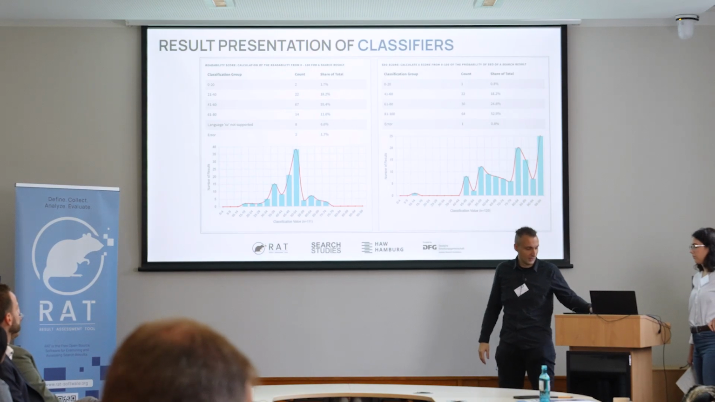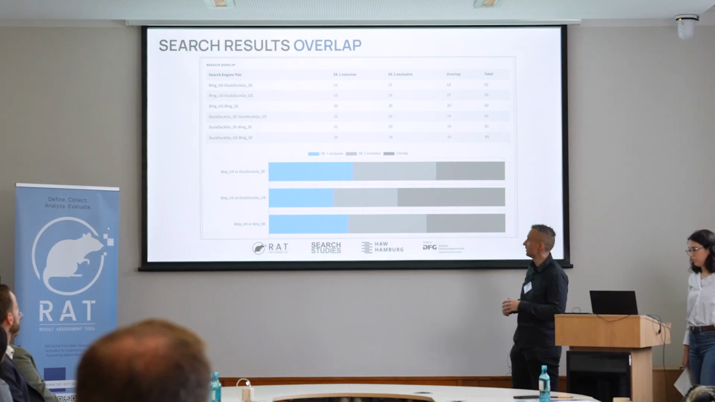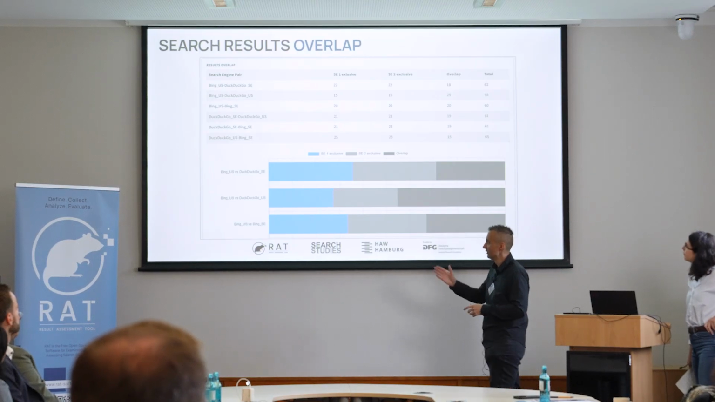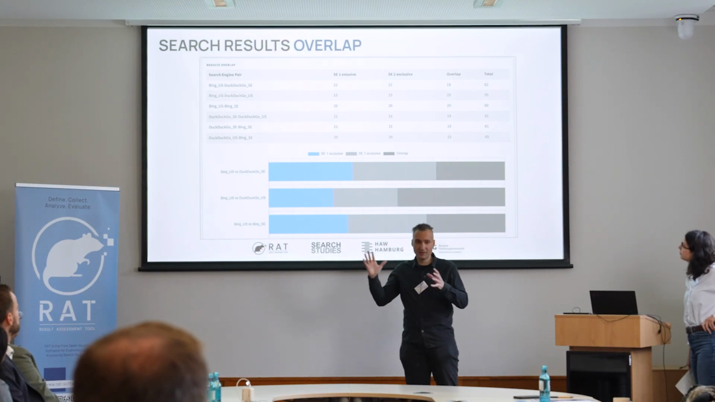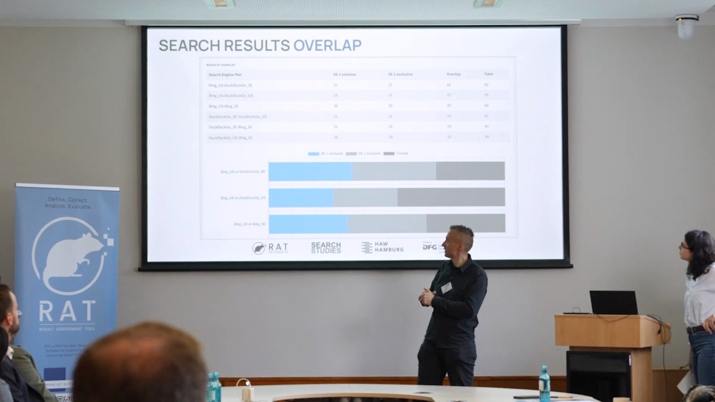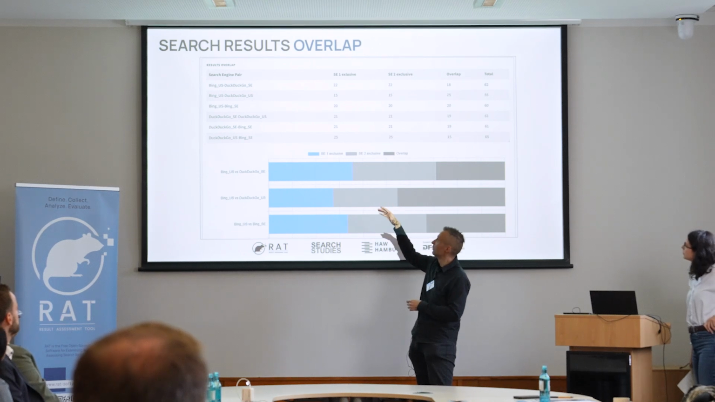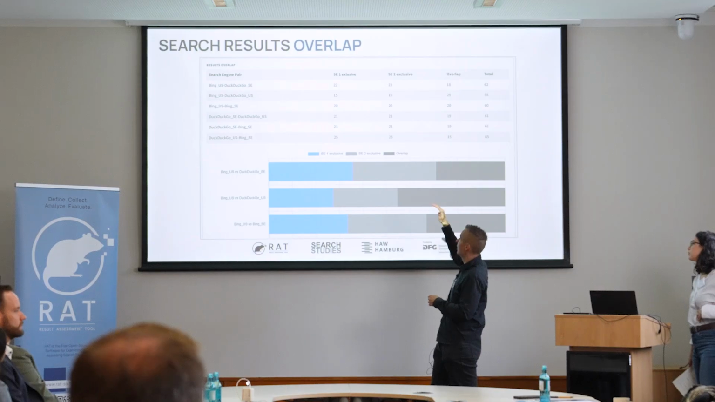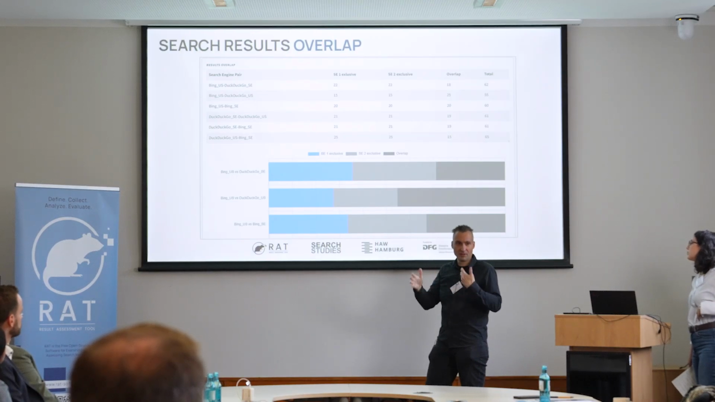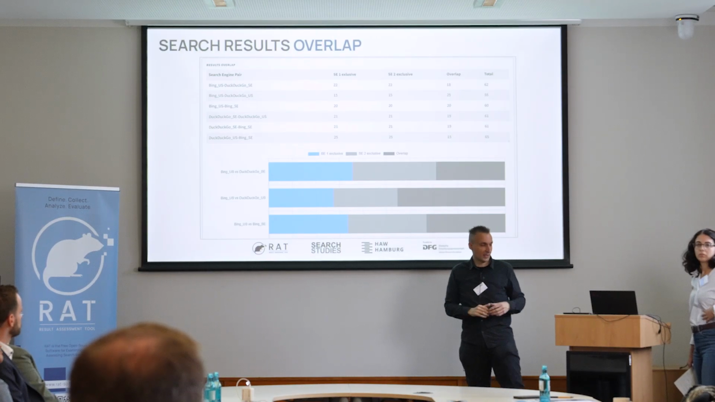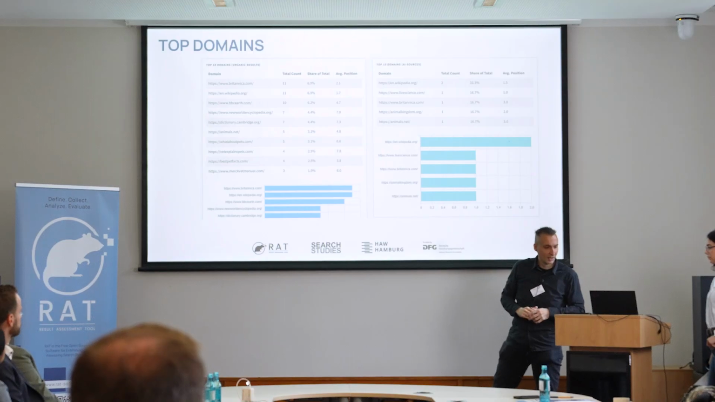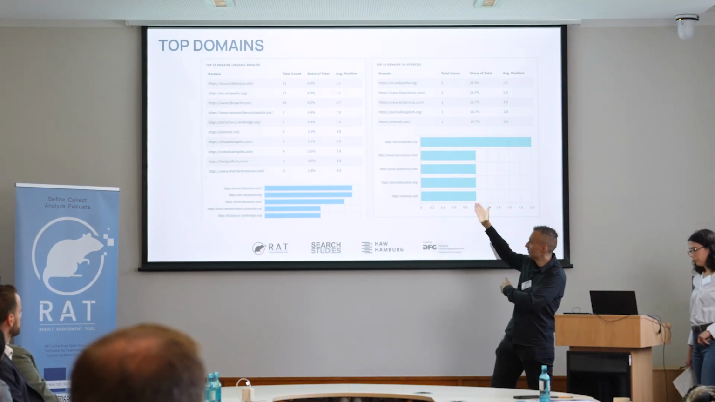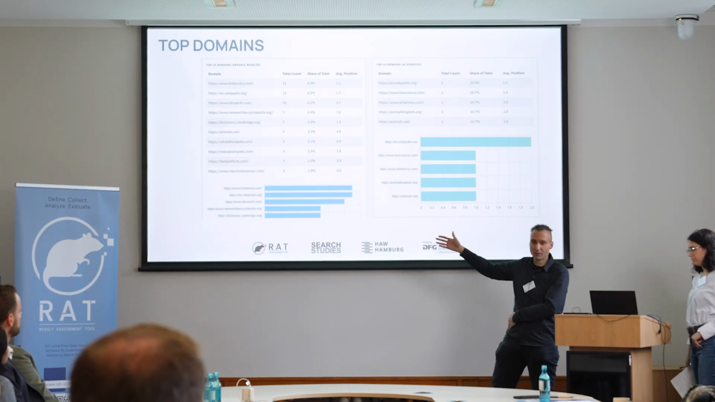So this is on the board, or here's the search results overlap. Here's a test study with Bing and DuckDuckGo in different language versions, and you can see what sources in a search engine are exclusive, how is the overlap, and so on, to give an idea about this. And this is also here what I talked about, the distribution of the top domains.